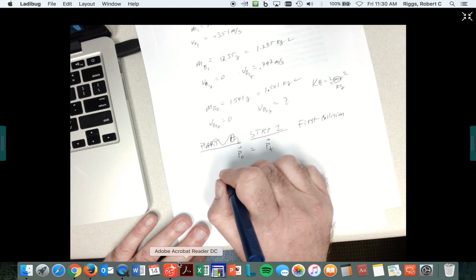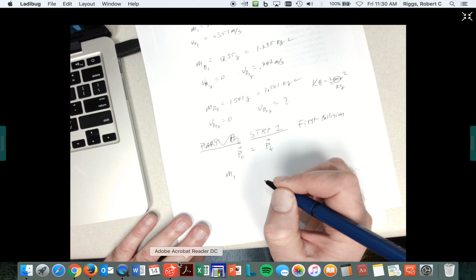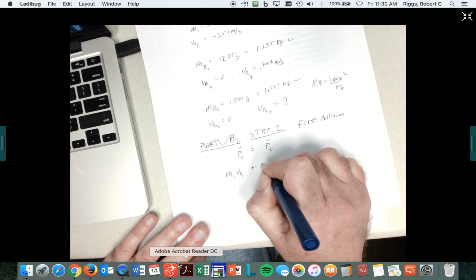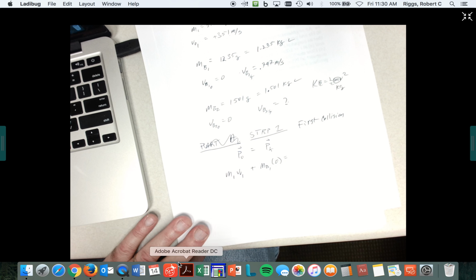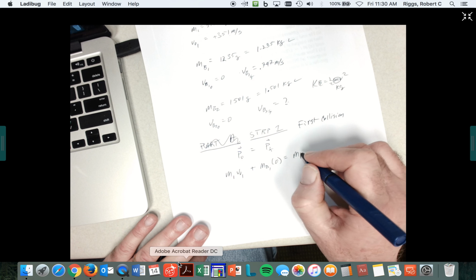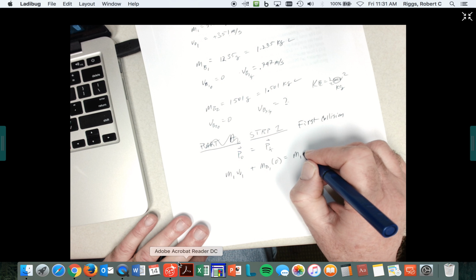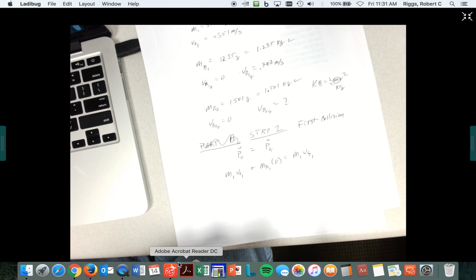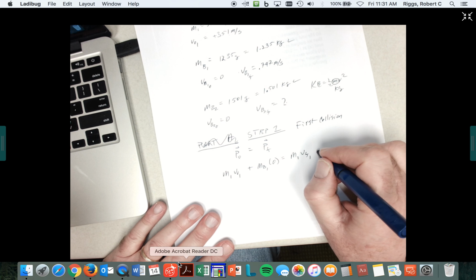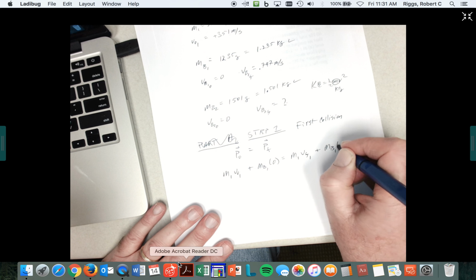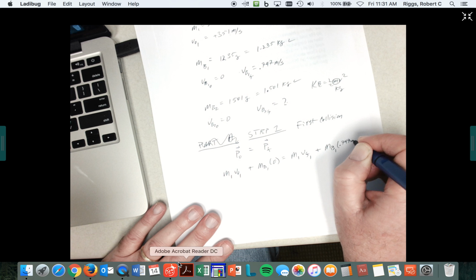All right, so I've got the mass of the bullet, which we'll just call M1, times its initial velocity, plus the mass of block 1 times 0, is equal to the mass of the bullet times the final velocity of 1, which will be my initial velocity for the second collision, plus the mass of B1 times 0.747 meters per second.